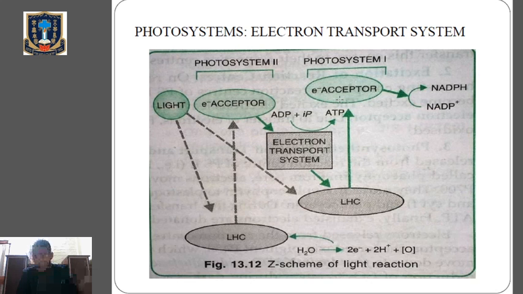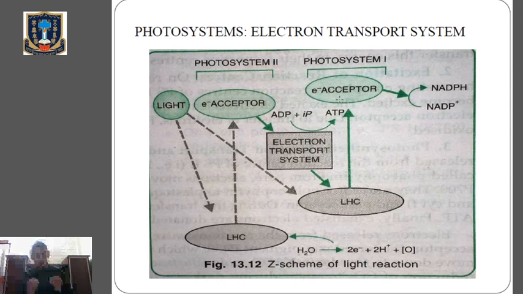Clear? The oxidized P680, because we are saying that the chlorophyll molecules will be oxidized in the PS2. So the oxidized P680 will regain its electrons from where? By the photolysis of water. Clear? So this is simply the photolysis of water. So here we have learned that the PS2 is mainly characterized by the photolysis of water, so that there will be continuous supply of electrons.